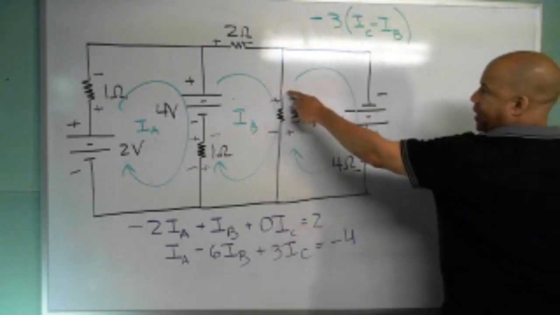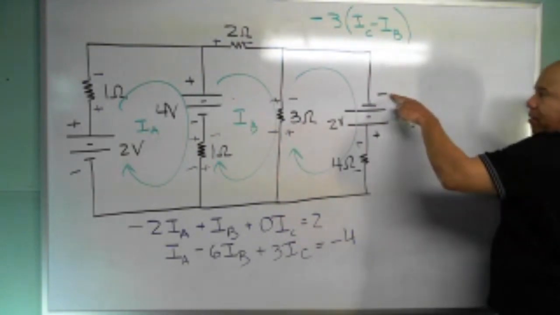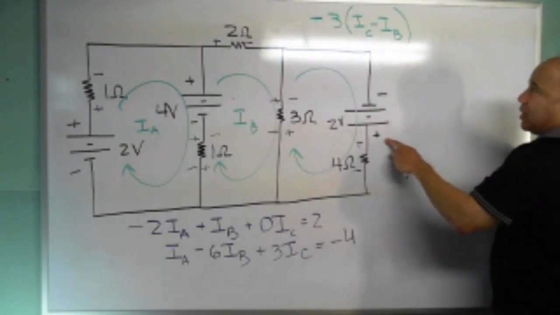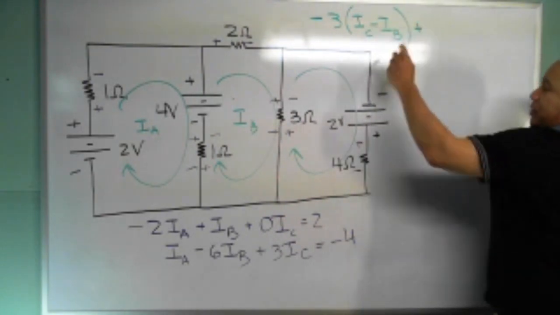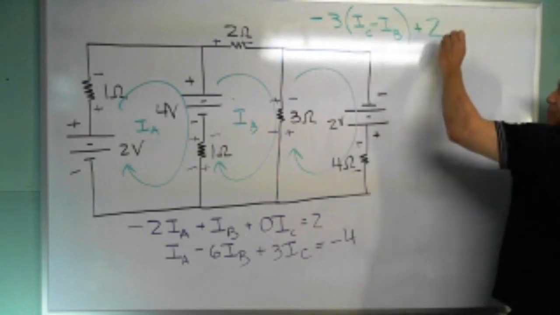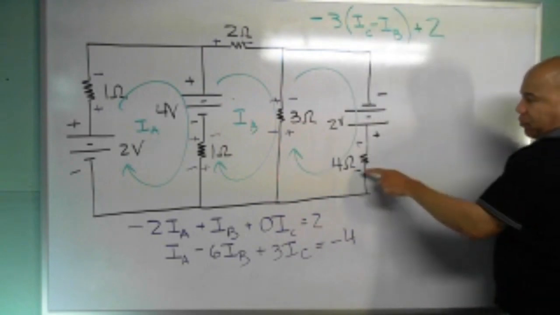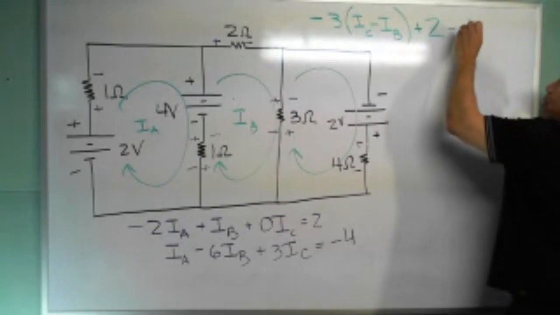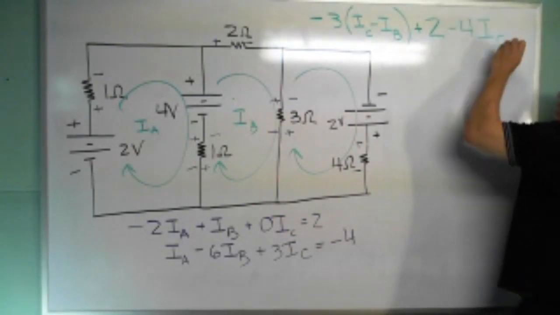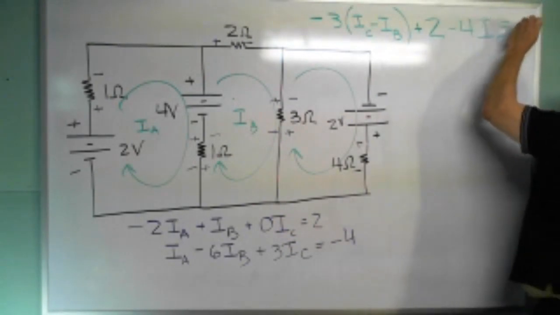So that puts me right here. Right here, I go from a minus to a plus, so I write that as a plus. That's 2 volts, plus 2. And I go from a plus to a minus. That's a -4 IC. And all that's got to add up to 0.